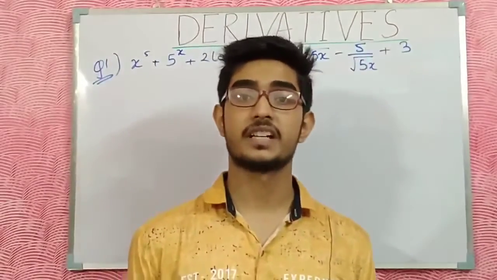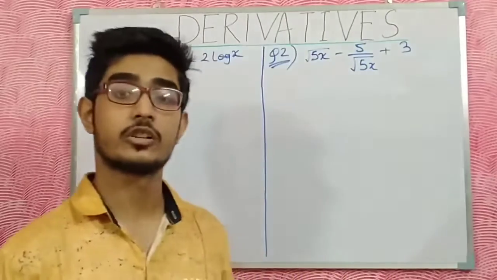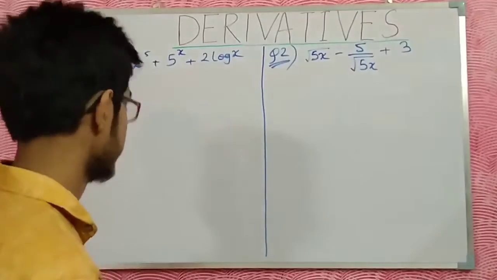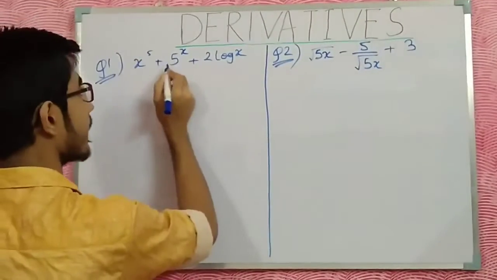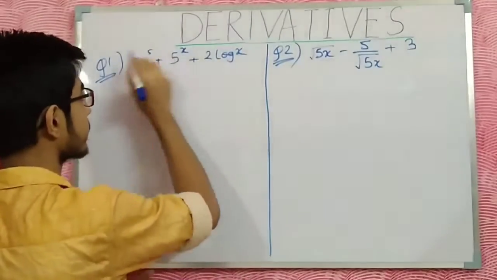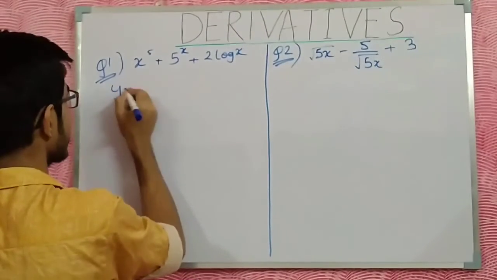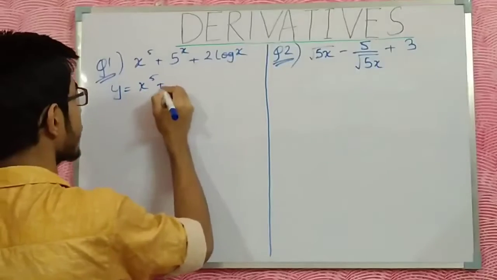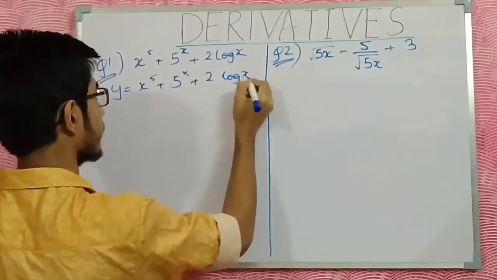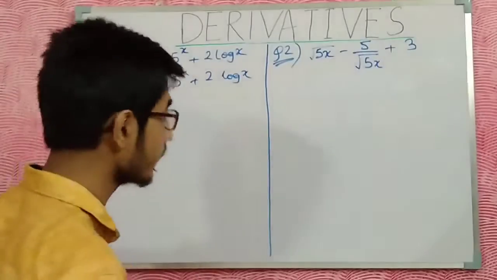So now I will discuss the sums based on the formulas that I have given just now. This is the first sum: x to the power 5 plus 5 to the power x plus 2 log x. At first I have to take this as a function, that is y. Let y equal x to the power 5 plus 5 to the power x plus 2 log x. The whole thing I have to assume as y.